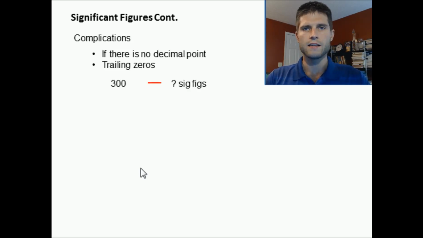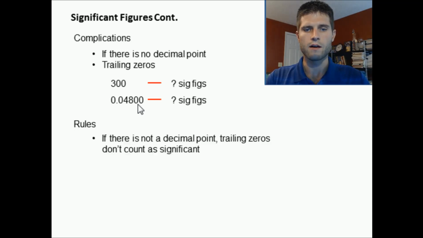How would we assign which numbers are significant in 300? These are not captive zeros, they're trailing zeros. Are they significant or are they not significant? We know that leading zeros are not significant, but what about these trailing zeros? So the rules that we abide by in chemistry are, if there is not a decimal point, trailing zeros do not count as significant. So let's look at that 300. There is no decimal point present. So these zeros are not considered significant. So 300 by itself without a decimal point will only have 1 significant figure.